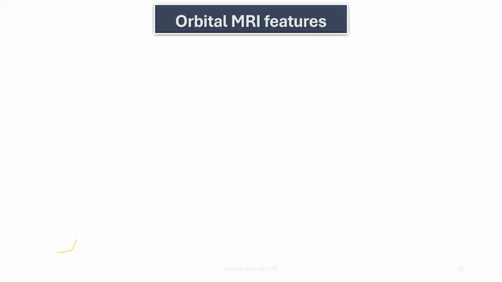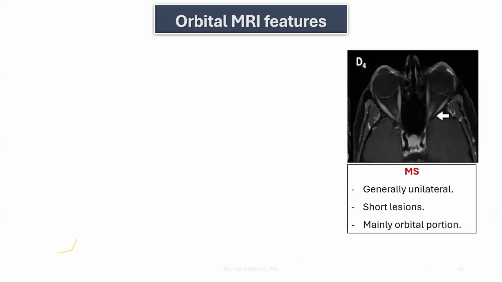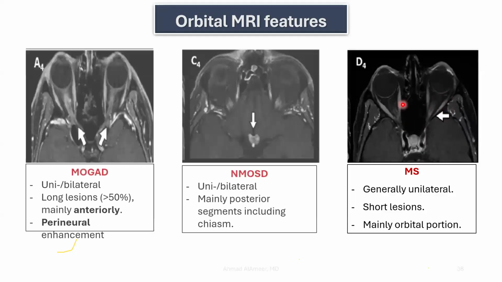So how to differentiate between MS, NMO, and MOG in the MRI? I'll discuss the orbital MRI, and I can give you an article to read to see all the features, the MRI features of all conditions. So in MS, generally it's unilateral. The enhancement is involving a short segment of the optic nerve, as you can see, less than 50% involvement of the optic nerve, and mainly involving the orbital portion of the optic nerve.